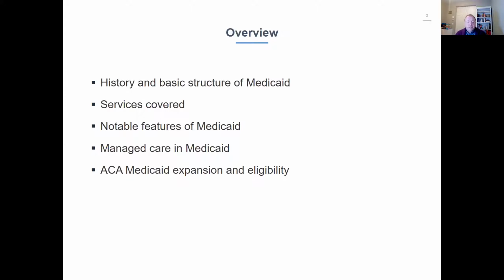So we're going to cover history and basic structure, services covered, some notable features. I do want to make a special point about managed care. And lastly, of course, Medicaid expansion eligibility under the ACA.